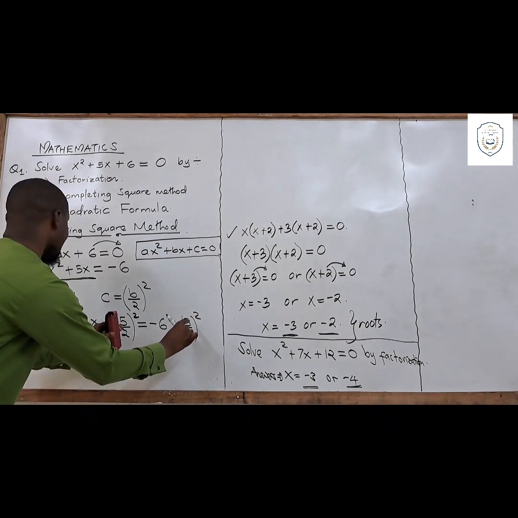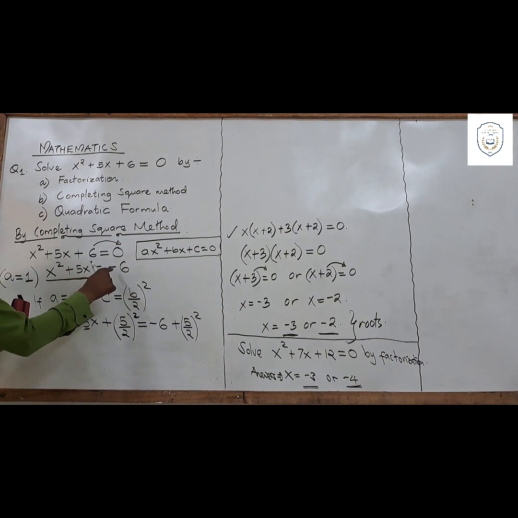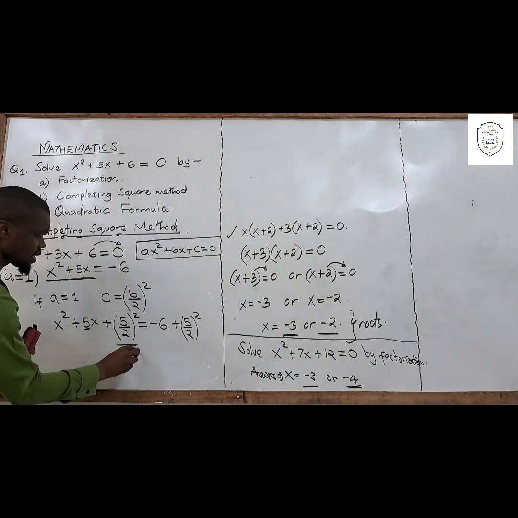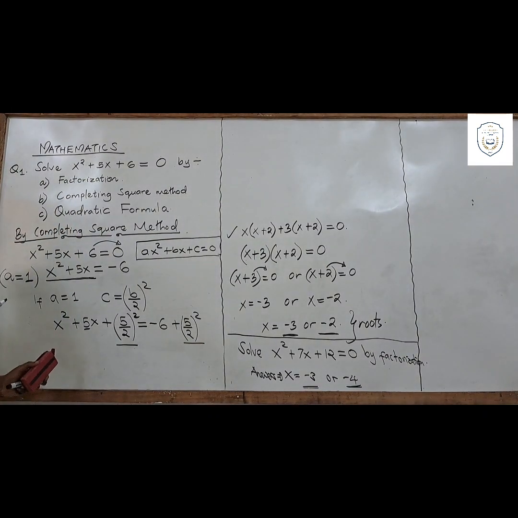So that in real sense, what we have at the end of it is that we still have our x squared plus 5x is equal to negative 6. So adding this here is cancelled by adding that. But we don't remove them because they help us get the root. Now, in simplified form, what do they become?